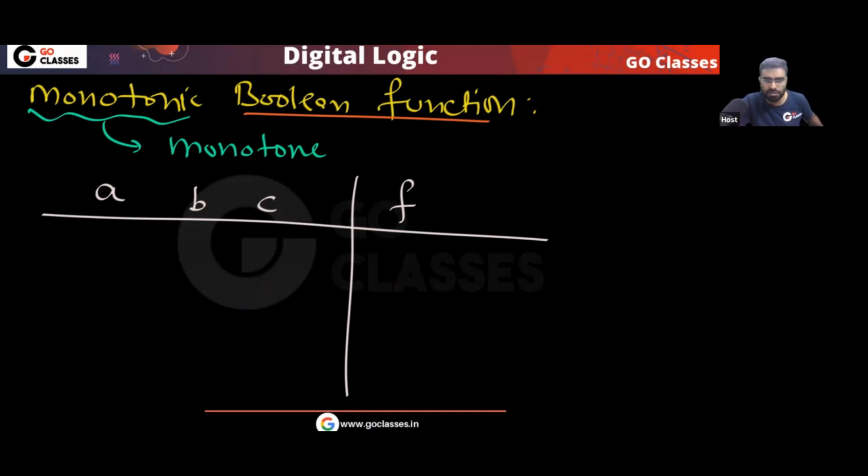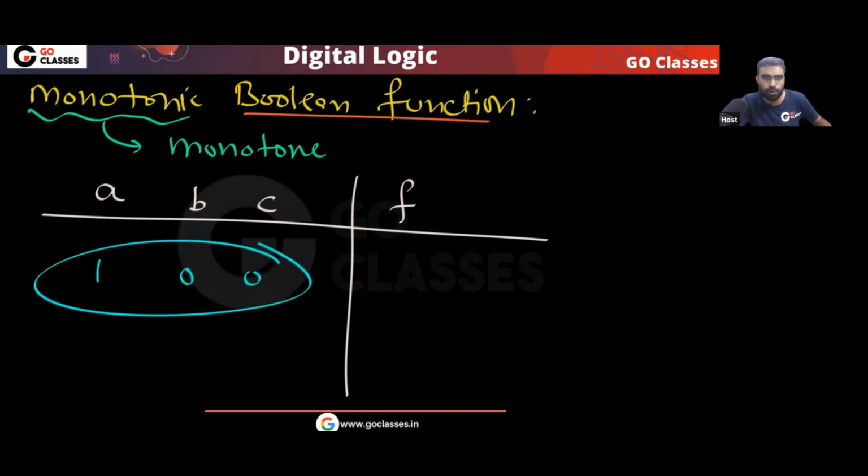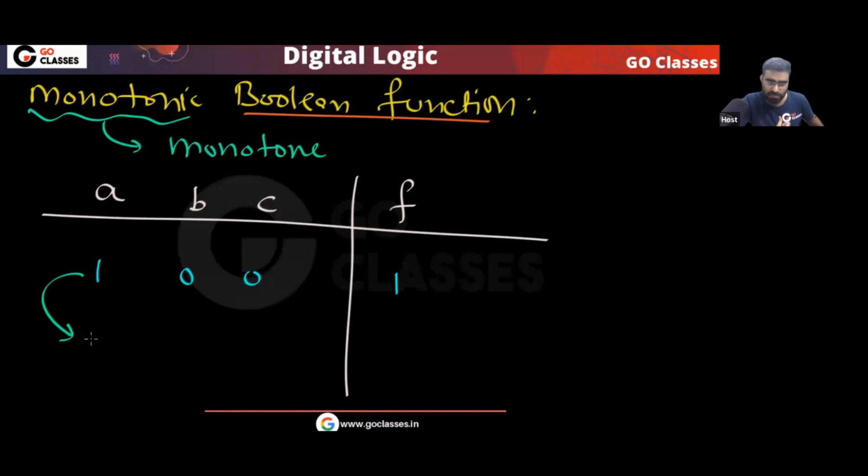But now assume that for this input combination the function value is 1. Now what I will do? I will increase the input combination by changing a single input from 0 to 1. Now tell me, this new value of function, can it be 0? I am increasing the input combination by changing a single input from 0 to 1. The value of function for this combination, can it be 0? No, this must be 1.